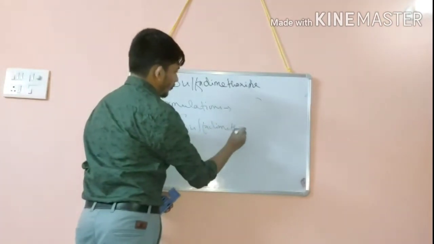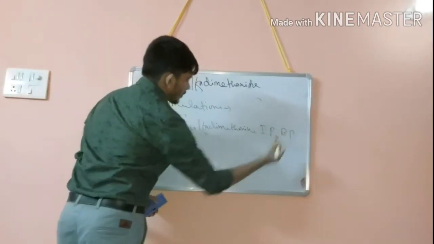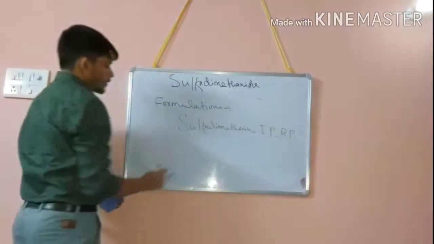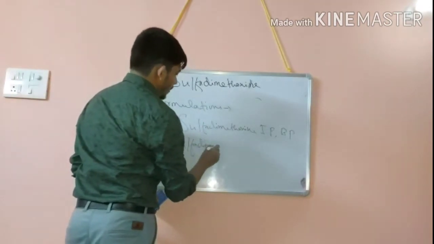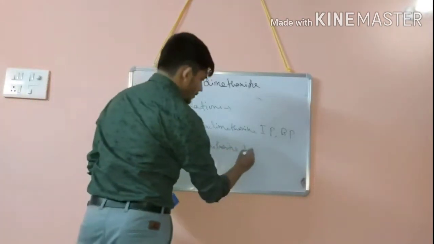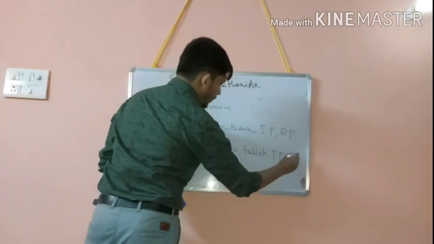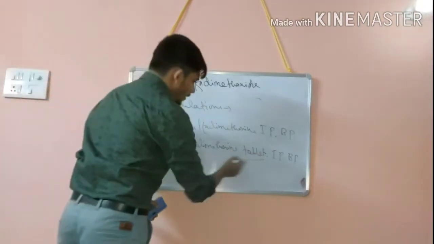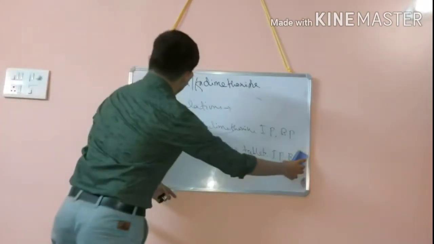Sulfadimethoxine IP and BP, that is, for both the Indian Pharmacopoeia and the British Pharmacopoeia, this drug is available. Then sulfadimethoxine tablets, in tablet form, IP and BP. As per the Indian Pharmacopoeia and the British Pharmacopoeia, a tablet formulation is also there for this sulfadimethoxine.